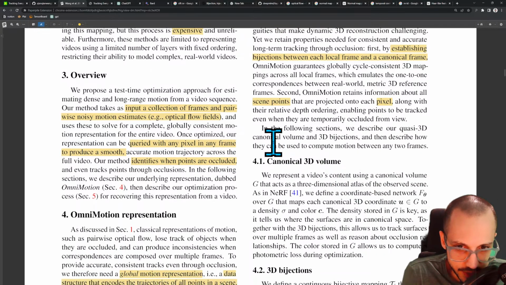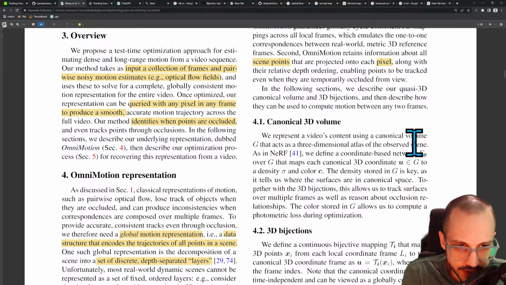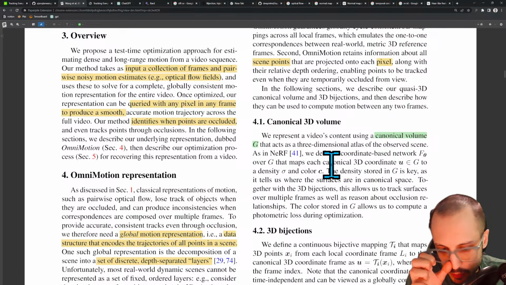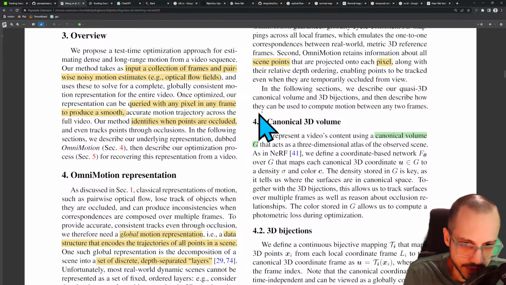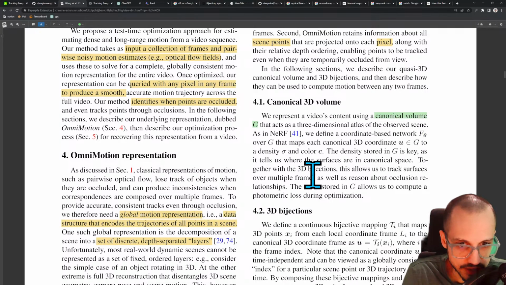We describe our quasi-3D canonical volume and 3D bijections. We represent video content using a canonical volume G. Okay, so first little math definition there. We use green to highlight specific math definitions when we read these papers so that we can go back and check to see if we have seen that.